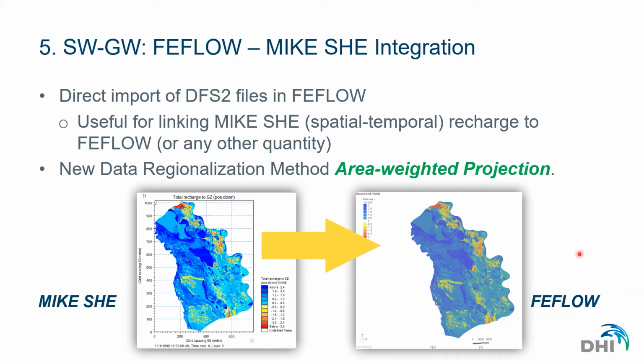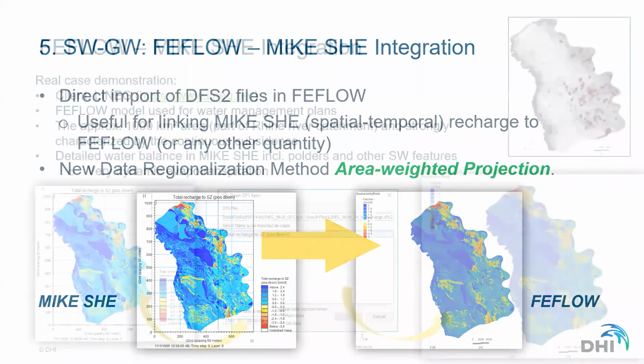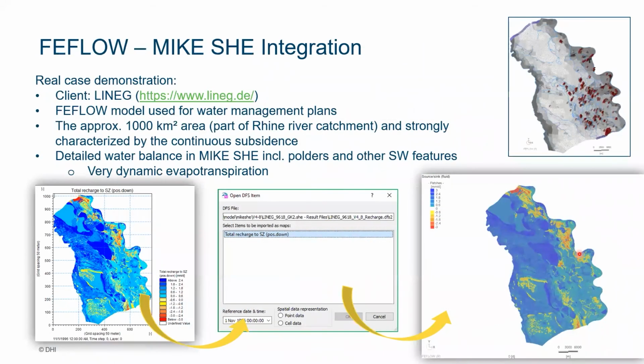So this is a one-way coupling. You do it once in MIKE SHE, export your information and put it in FEFLOW, and you rerun that in FEFLOW, putting this MIKE SHE information as a boundary condition. In this example, it will be a source or could be an inlet from top or bottom parameter in FEFLOW. We tested this with a project here in Germany. For those located in Germany, you might recognize the area. So we have a model in MIKE SHE estimating groundwater recharge.